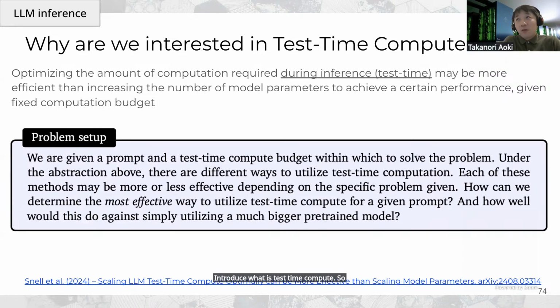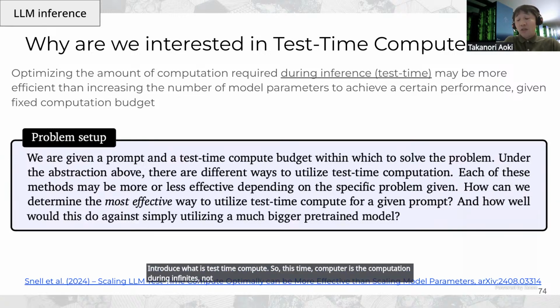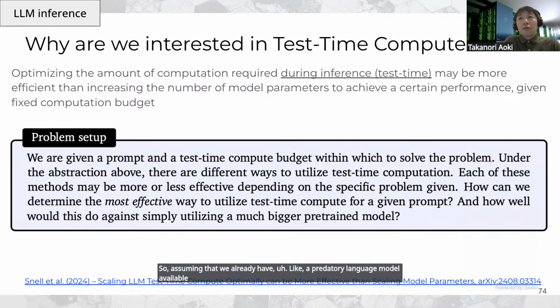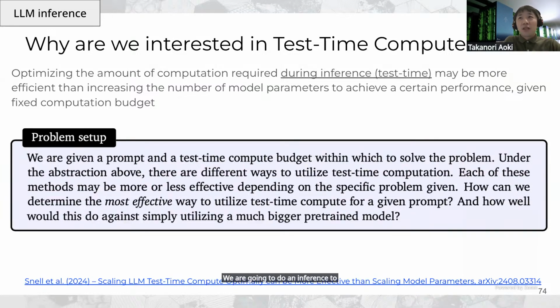So test time compute is the computation during inference, not LLM model training. Assuming that we already have a pre-trained large language model available, and we are going to do an inference to generate some meaningful result. But the problem statement here is: what if we spend computation resources at inference time, not just give a one-shot prompt and take the output as it is?